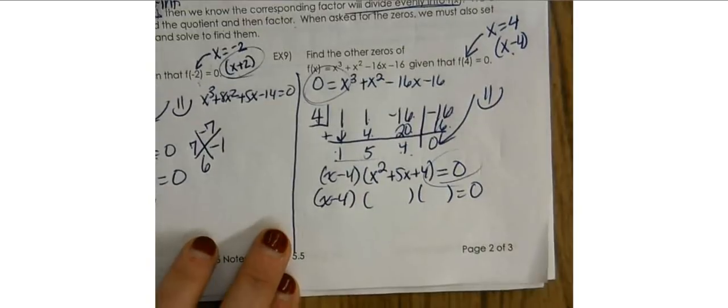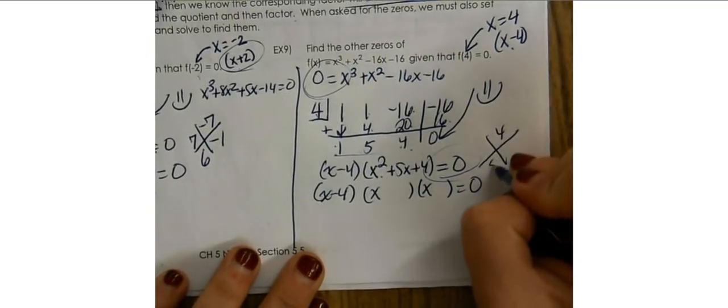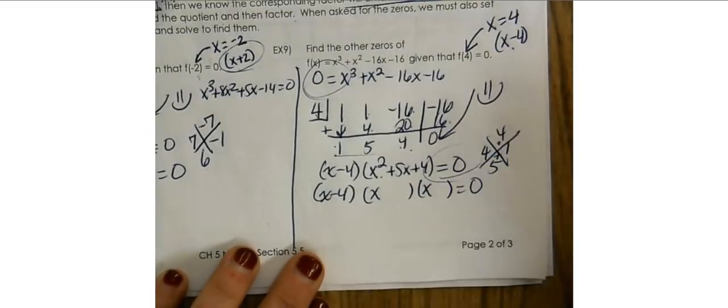So I'm going to write x minus 4, and I'm going to break down this quadratic into 2 more parentheses. Splitting apart the x squared into an x and an x, I need to figure out what 2 numbers multiply to equal 4, but together add to equal 5. And that's going to be 4 and 1. So I'm going to write plus 4 and plus 1.